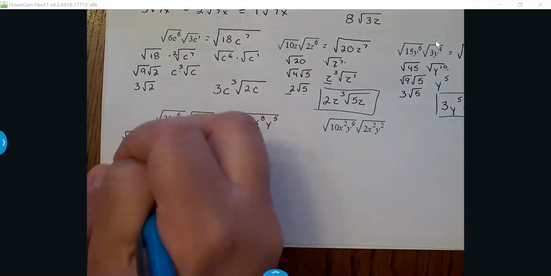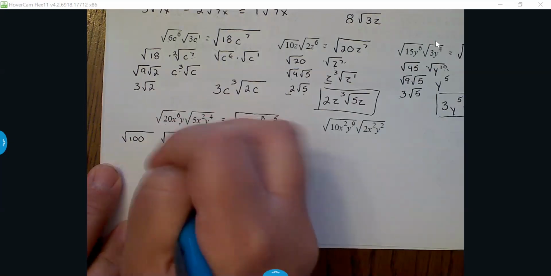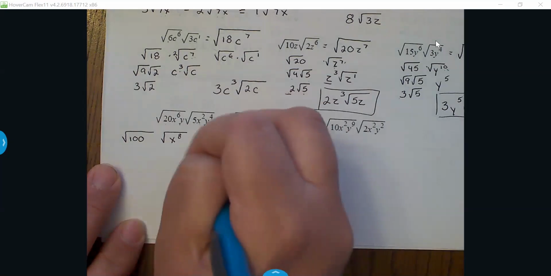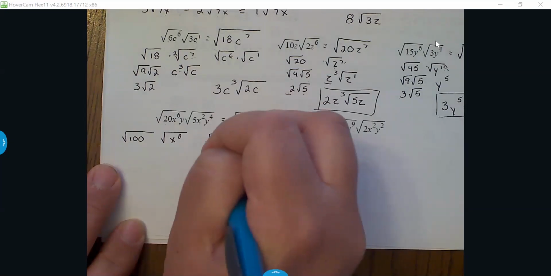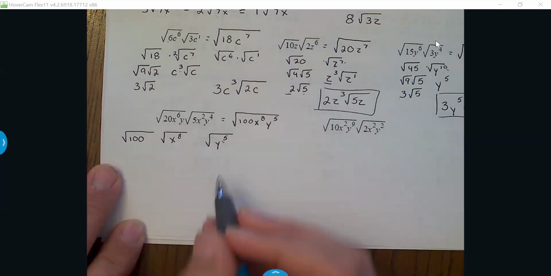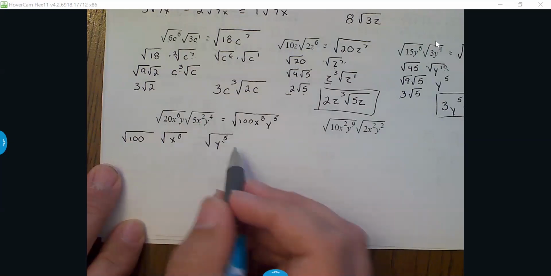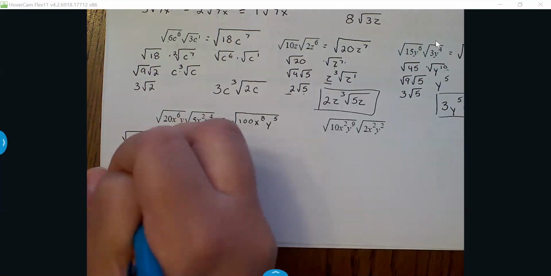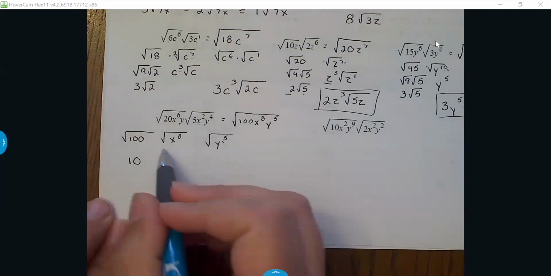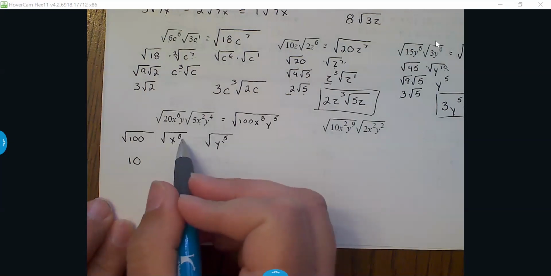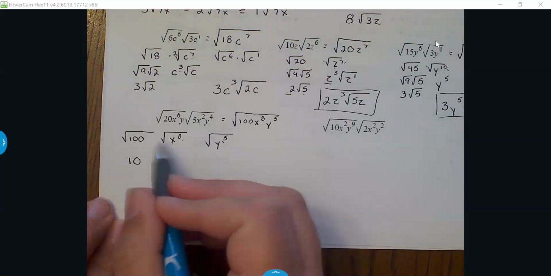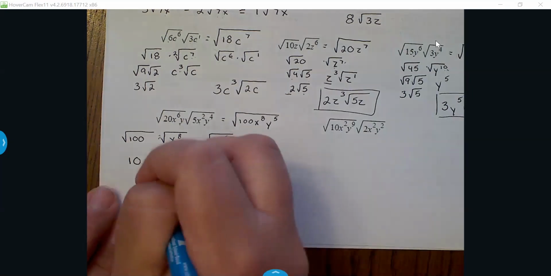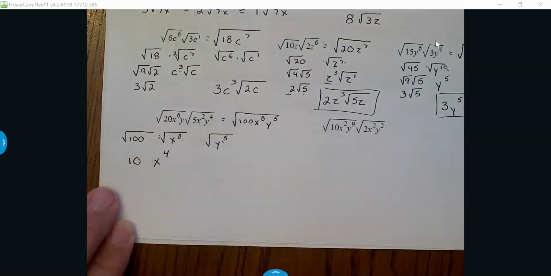The square root of 100, that's easy. The square root of x to the 8th, that's pretty easy too. And the square root of y to the 5th. Now 5 is an odd exponent, and I'm taking the square root of it, so I know there's going to be something left. So the square root of 100, that's 10. The square root of x to the 8th: how many times does 2 go into 8? It goes in 4 times with none left over.